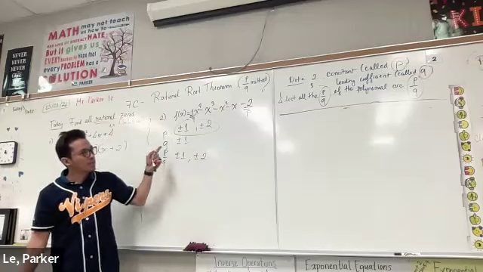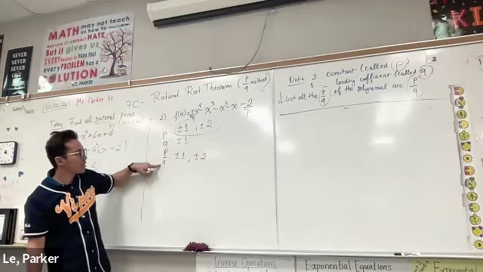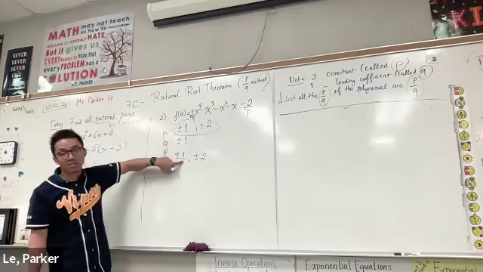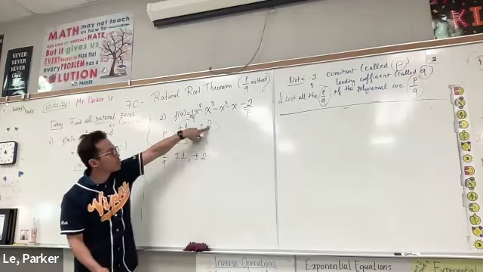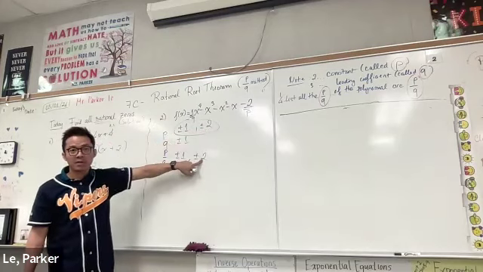And now what you do next is, in step 3, you're going to list all the P over Q. P over Q is 1 over 1, that is still 1. And then you need to do all of them. 2 over 1 is 2.